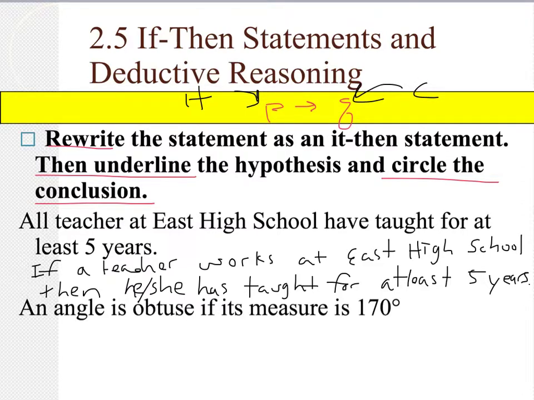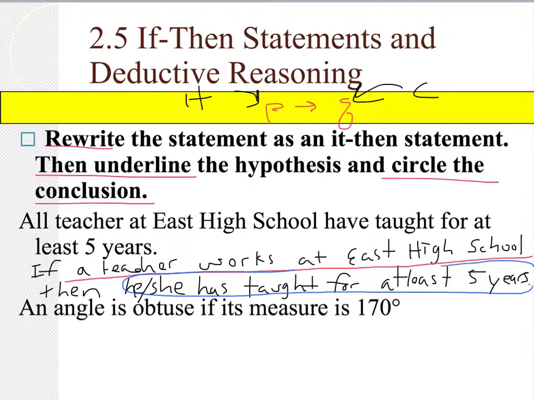Okay, so the first one, underline the hypothesis: a teacher works at East High School. Then is going to be our back one, or sorry, our caboose. He or she has taught for at least 5 years. So if you know the if, then you can put the then in. There's a lot of ifs and a lot of thens. It can get confusing. Just break it down into steps. If something is true, then something else will be true.